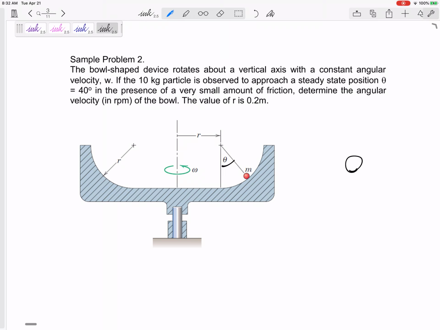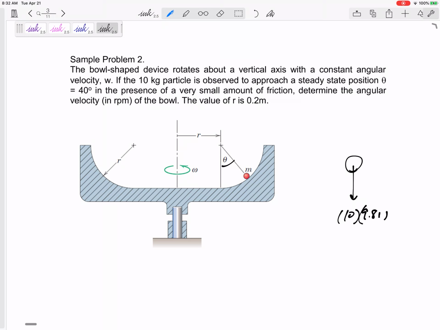This object right here. So here's my ball, my mass M. Before I forget, the weight, right? If it has mass, it has weight. 10 times 9.81 right here. What other real forces, what is touching this? I mean, there's no rope, and it said very small, so no friction to worry about for this problem.